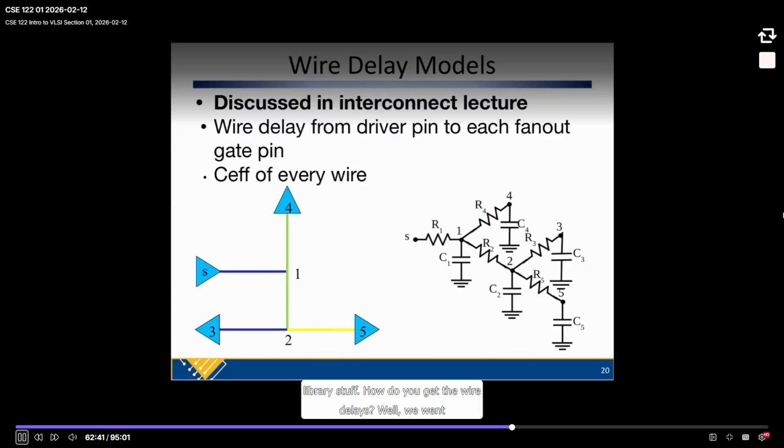How do you get the wire delays? Well, we went over Elmore wire delay, right? That's a first order model. You can do something like this. Now, this may be information from placement only where you don't know wires yet. And what do they do? Well, they'll say, oh, this pin is this far from this pin. I'm going to assume it's that long of a wire. So it's just based on distance, like in placement.